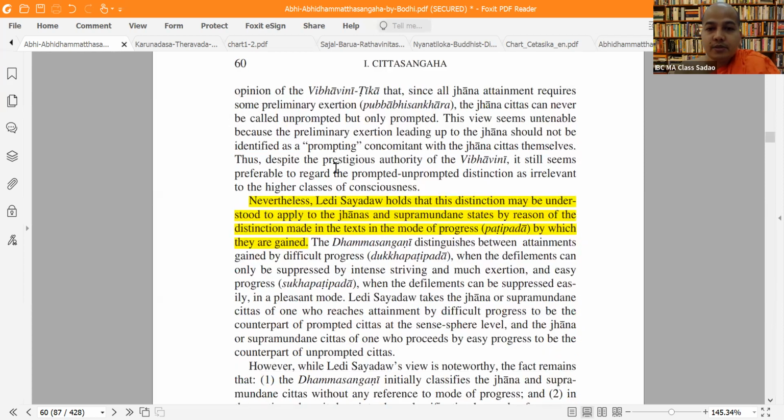This view seems untenable because the preliminary exertion leading up to the jhana should not be identified as a prompting concomitant with the jhana chittas themselves. Now, the next argument presented here is that the discussion is about the jhana chitta and the factors within the jhana chitta, not something that is prior to the jhana chitta. So you may need a preliminary exertion, preliminary effort, but as soon as it is classified as a jhana chitta, in the jhana chitta, there is no discussion of prompting and unprompting. Rupa jhana.